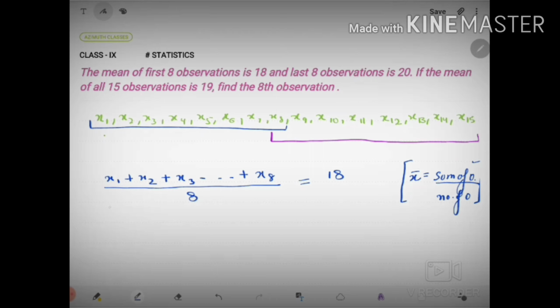Using this, I can write this in the sigma form. So here I have sigma xi, i equals 1 to 7, I will be taking. I will be grouping the first 7 observations. Sigma means sum of first 7 observations plus x8. x8 I am keeping separate because this is the value we have to find out, divided by 8. This is the sum of 8 observations, equals 18. This is going to be my first equation and I will be using it further.